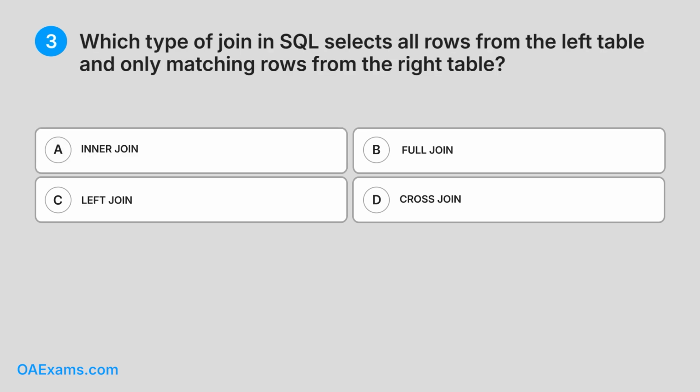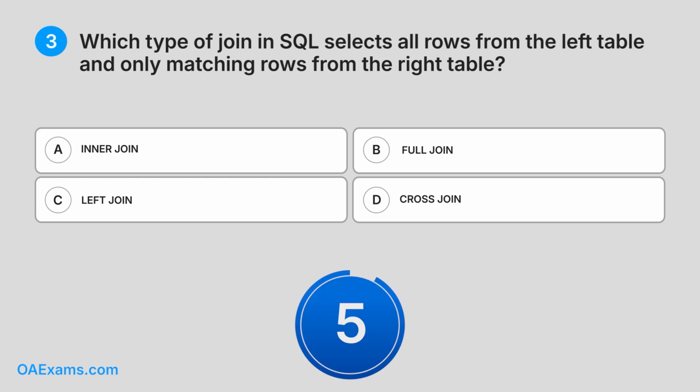3. Which type of join in SQL selects all rows from the left table and only matching rows from the right table? A. Inner join. B. Full join. C. Left join. D. Cross join. Can you guess the answer?